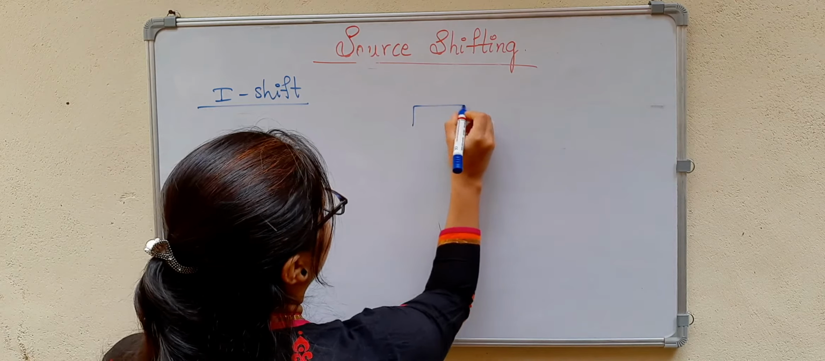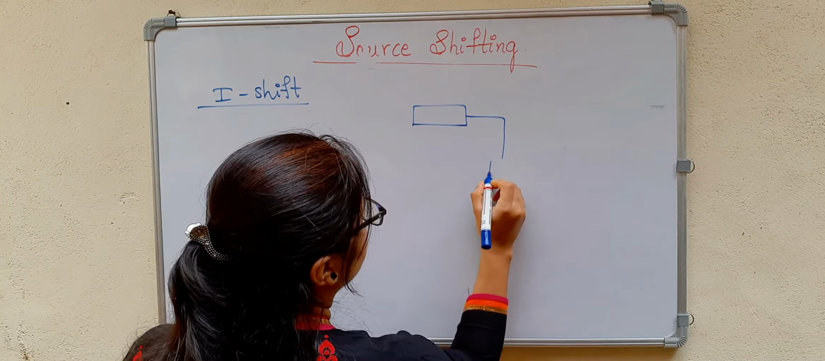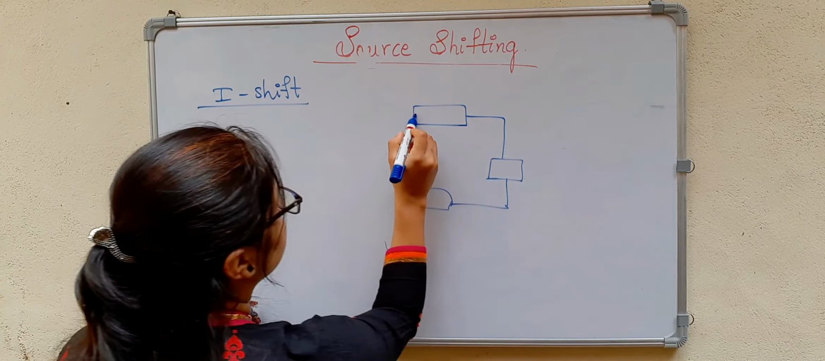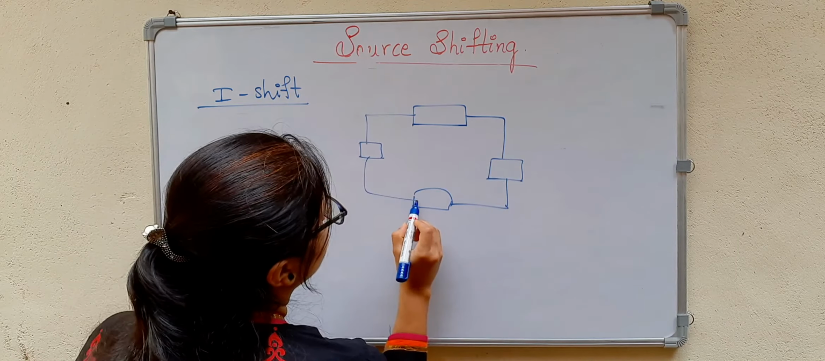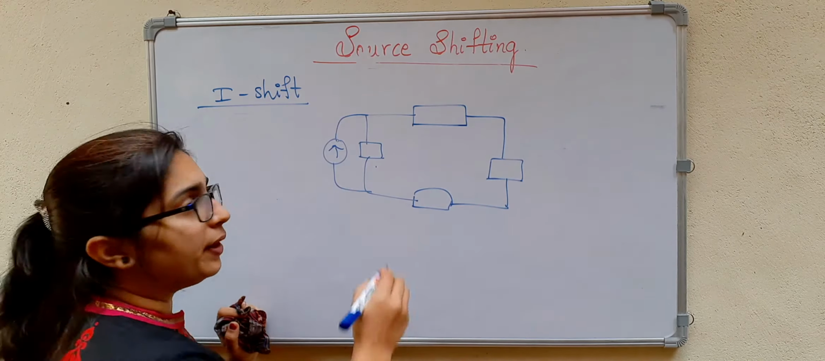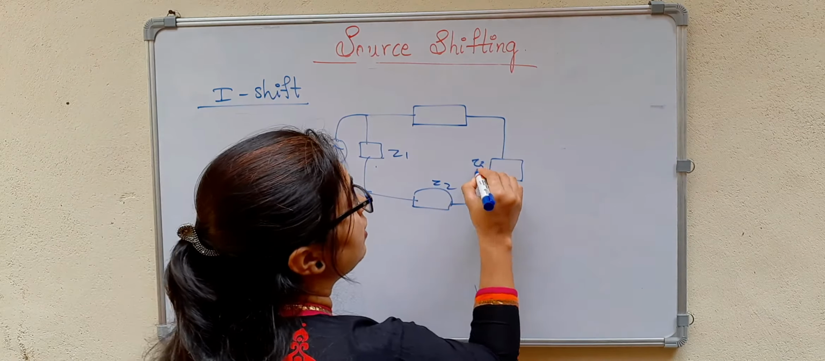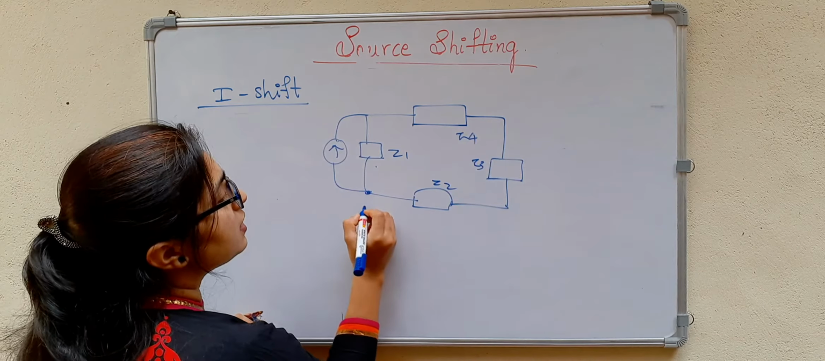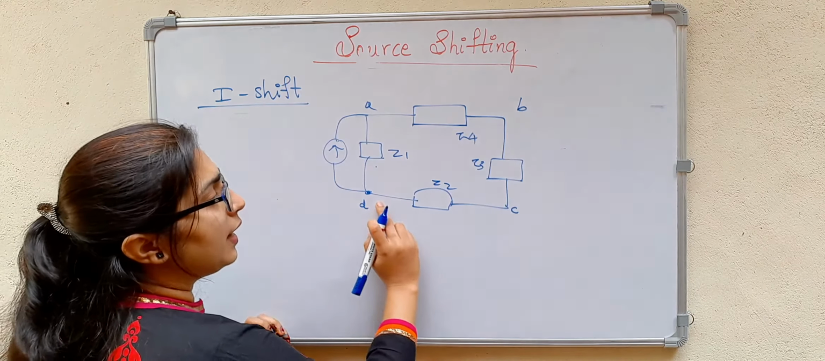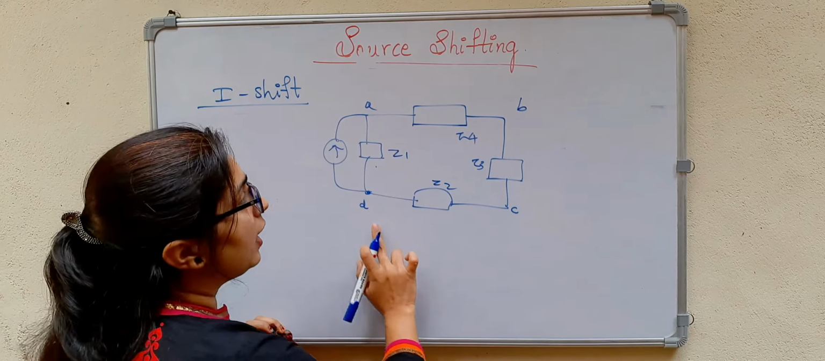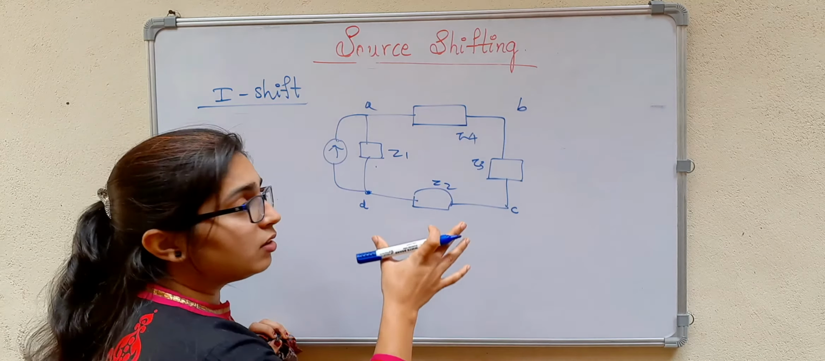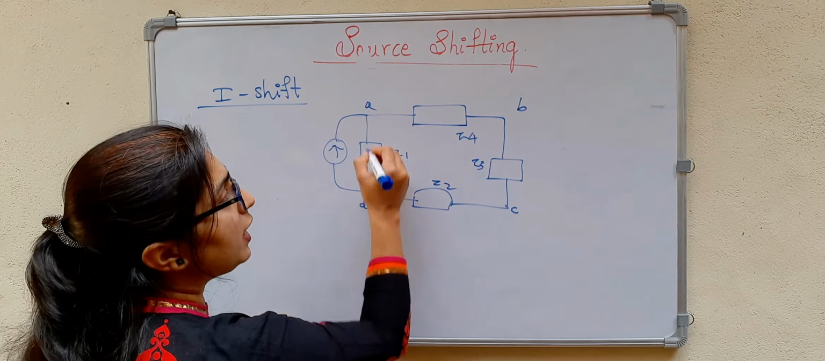Now if I have four impedances like this, and I have a current source which is in parallel with this particular impedance, Z1, Z2, Z3 and Z4. Let me consider this as D and this as A. These are the nodes. Now the current is leaving this D terminal and it is entering the node A. So I can write the equivalent circuit for this. See, it is leaving D and entering A.